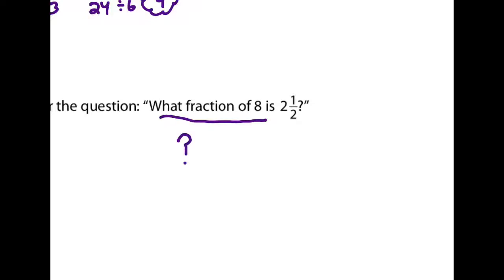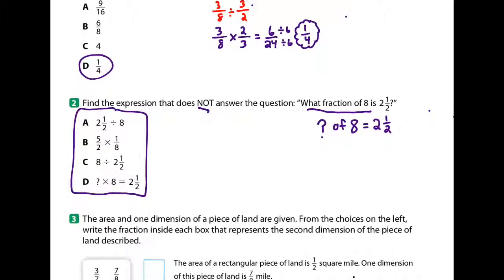What fraction of 8 is 2.5? Okay? And I also know that of means multiply. And notice, if I get rid of the of and replace it with multiply, that's D, right? So we know D is not the answer because we're looking for the one that would not answer that question, and D would answer that question.